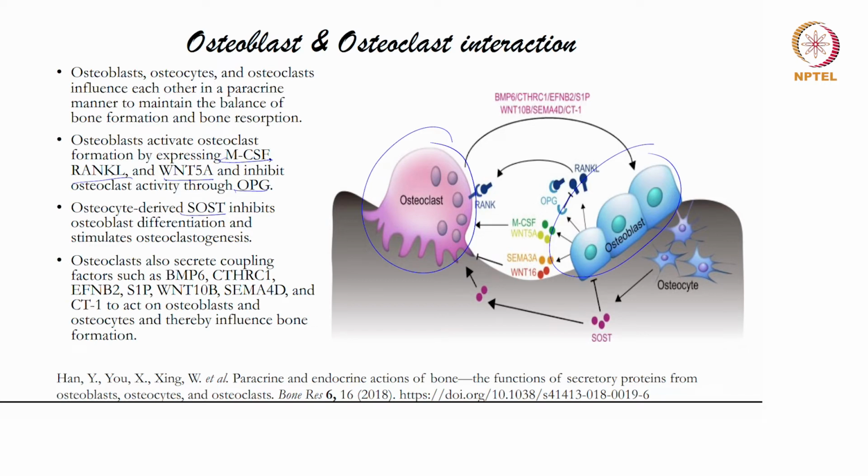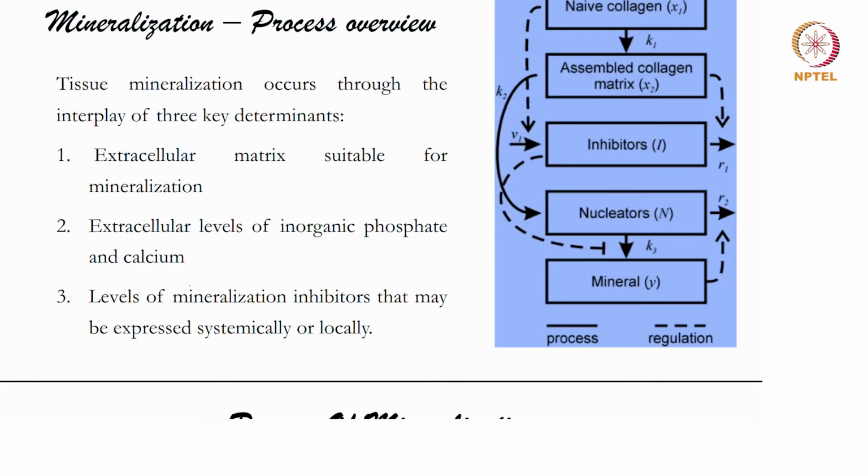osteoclast interaction. And then further, osteoclast is actually controlled by your BMP, and then we have your CTH, RC1 and EFBNT, S1, IP, and then we have WNT and CT, which is acting on the osteoblast and the osteocytes, and all are very important for influencing the bone formation.